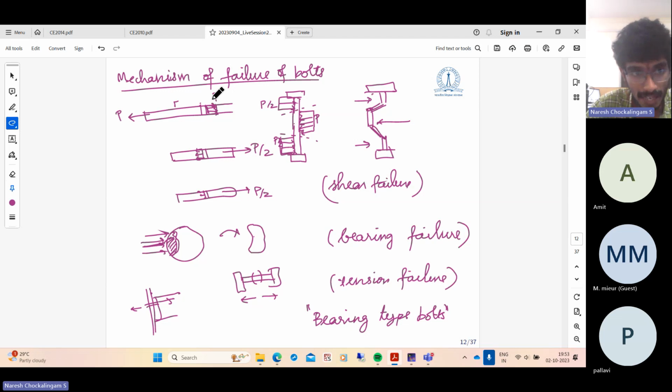So there is no force transmitted. When we increase the force from 0 to whatever service load is going to be applied on the connection, initially there is no resistance at all. It just slips. There is a displacement due to the slip of the plate with respect to the bolt. Once it comes in contact, then there is a steep increase in resistance of the connection. So these types of connections where there is an initial slip are called bearing type bolts or slip non-critical bolts. So slip is not critical in this kind of connection.